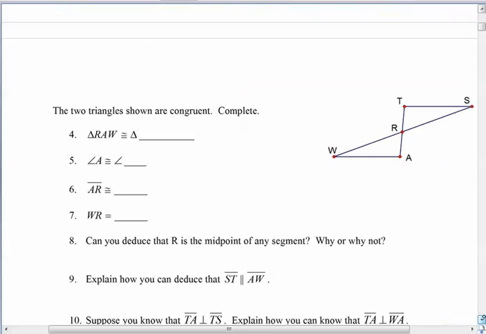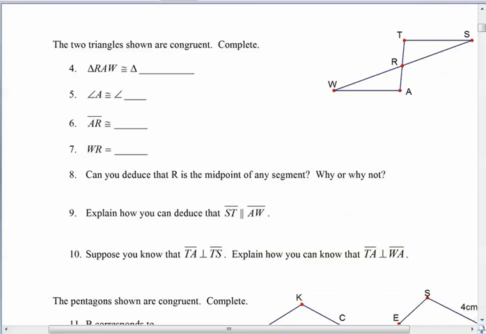Moving on, again, try these first, pause the video, and then go ahead and check your answers. Two triangles shown are congruent, complete. Actually, I should have told you in advance that this segment is congruent to that segment, and this segment is congruent to this segment, and then this is congruent to that. And then, of course, we know vertical angles are congruent. And so we can hopefully start to see the corresponding parts in these two figures.